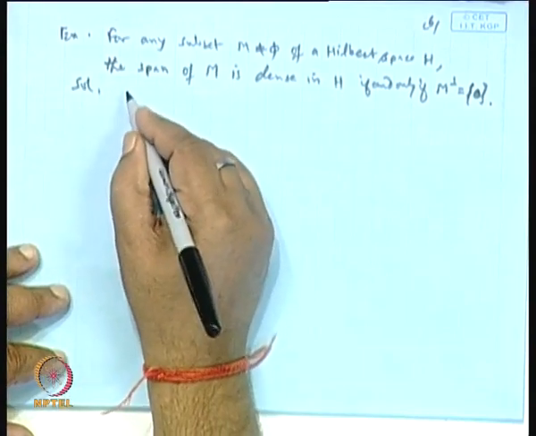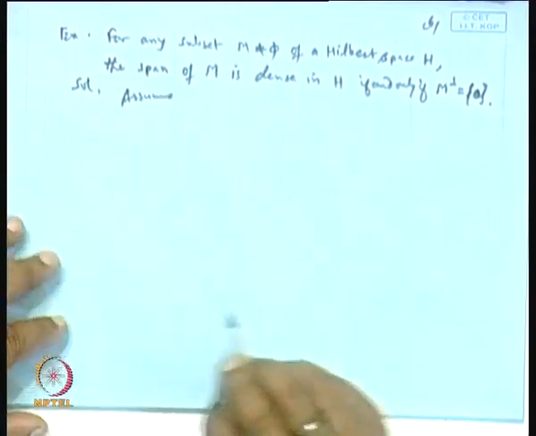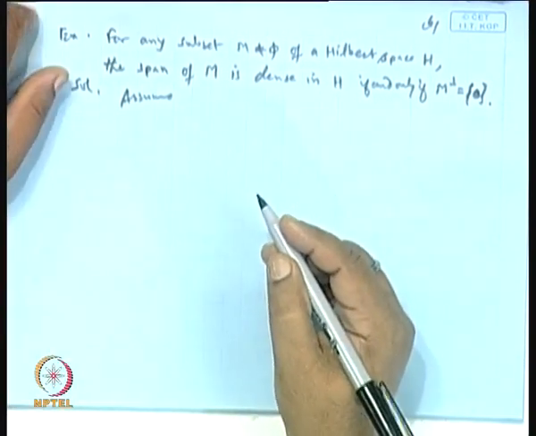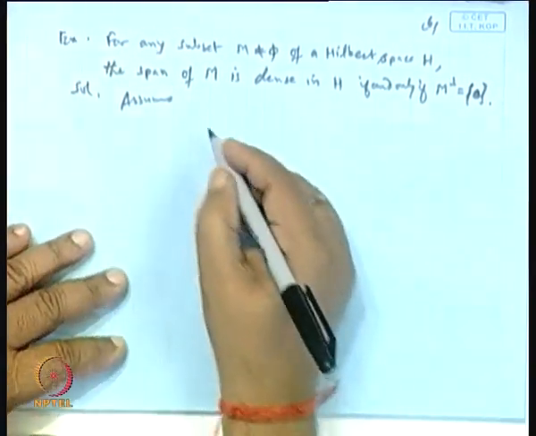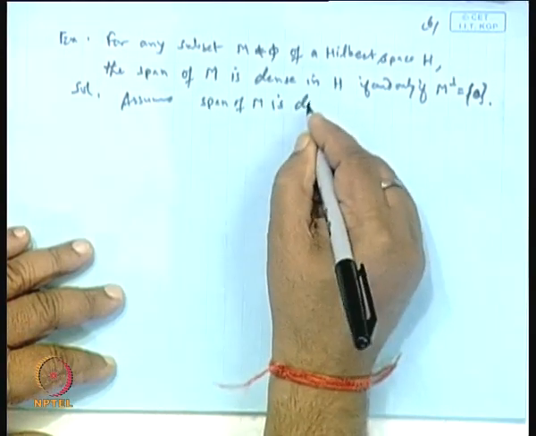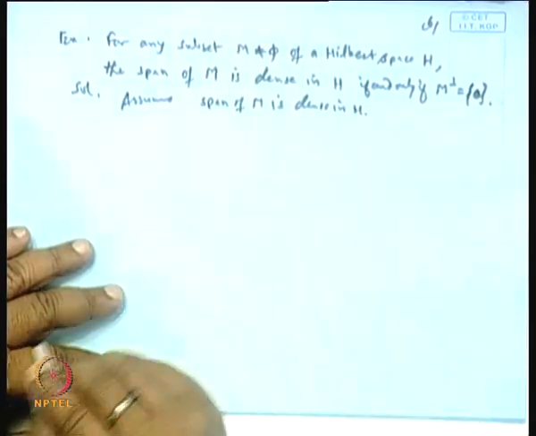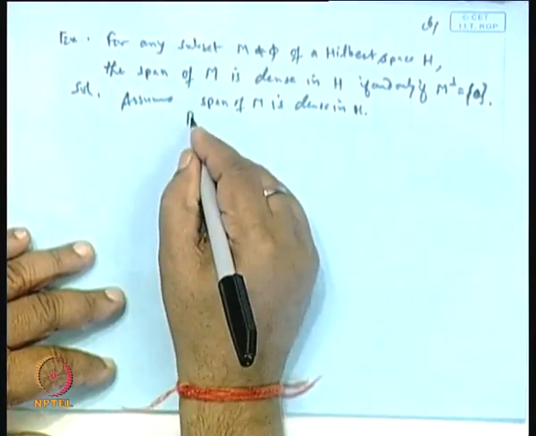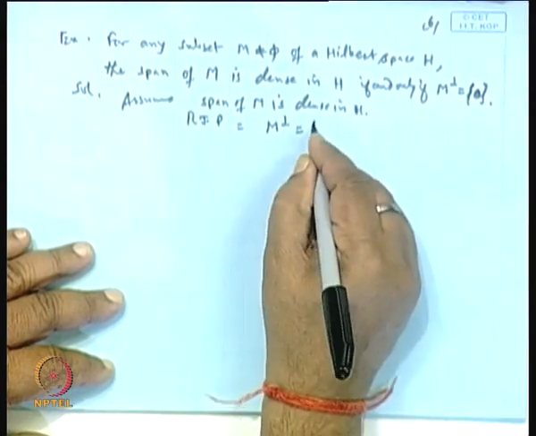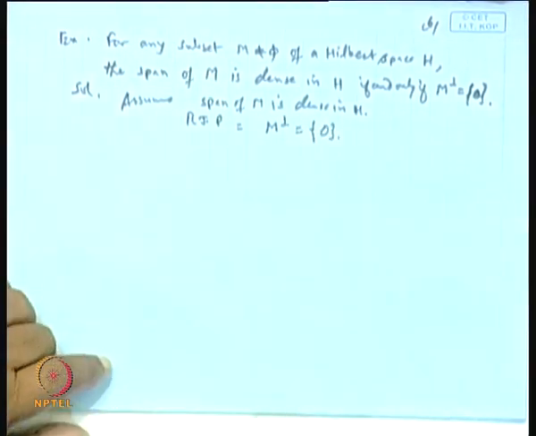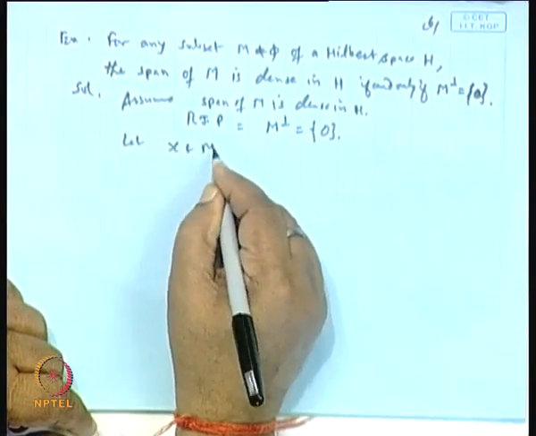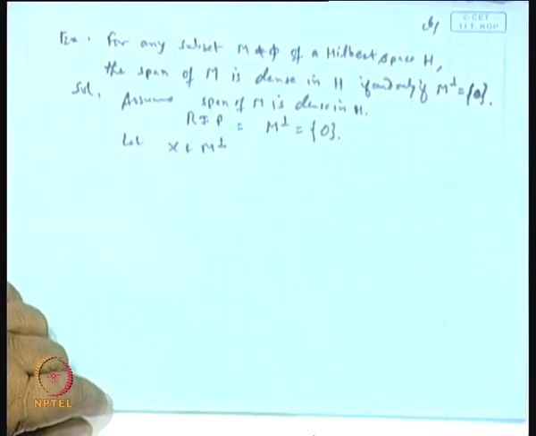First, assume that the span of M is dense in H. This is required to prove that the orthogonal complement of M is 0. So, let X be an element of the orthogonal complement of M.